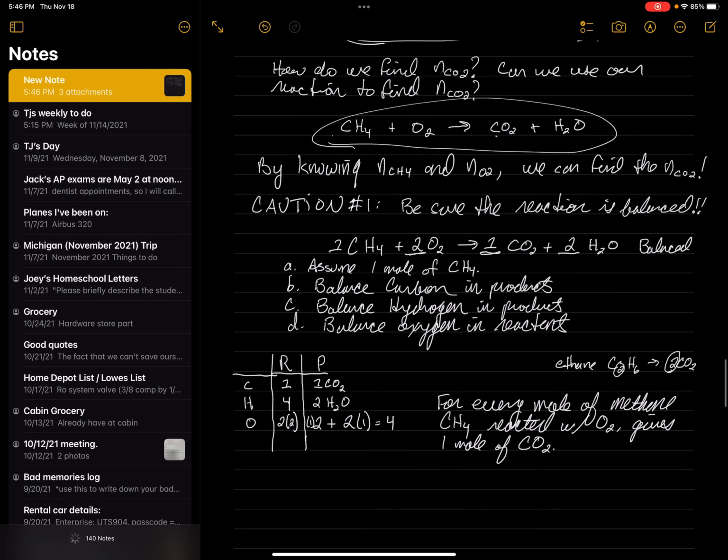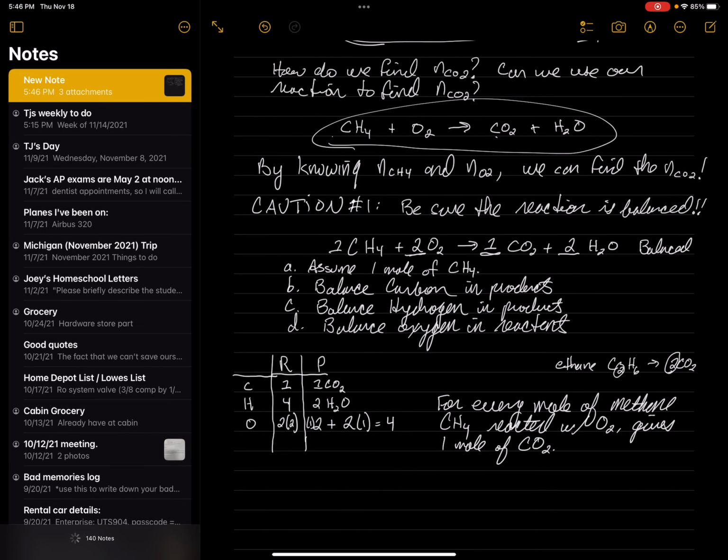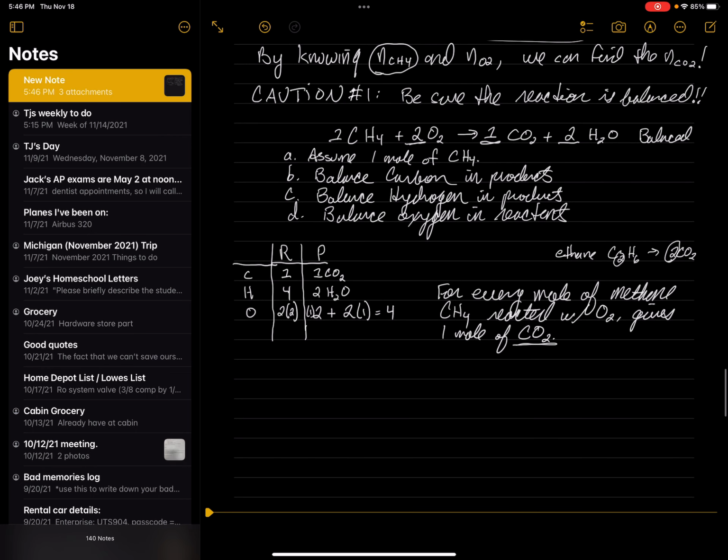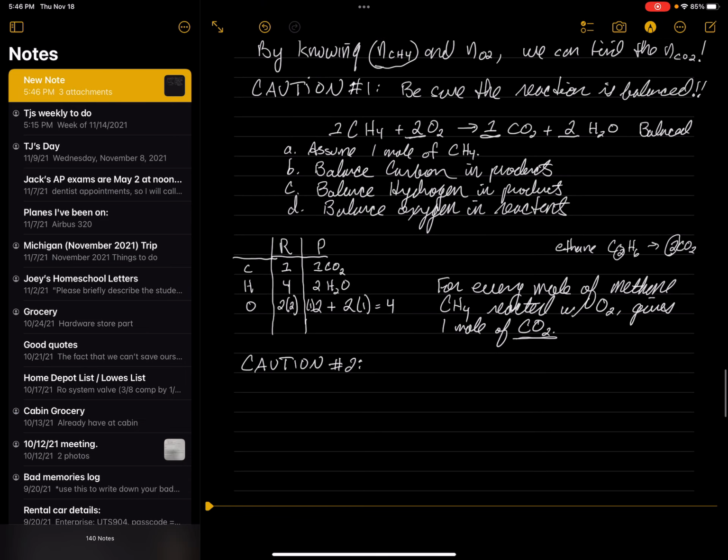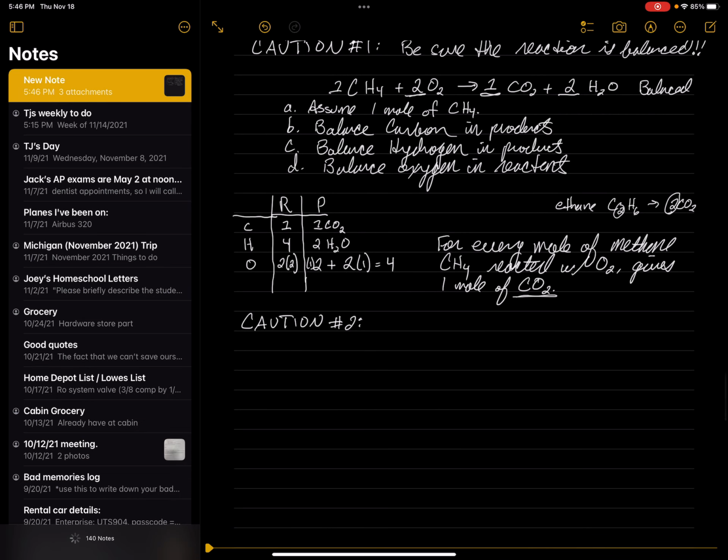Okay, now, so I know that based on the number of moles of methane I have in my reaction, I can have some indication of how much CO2 I have in my products. But now this is where caution number 2 comes, okay? So caution number 2 is I have to be sure of which reactant species limits the reaction.